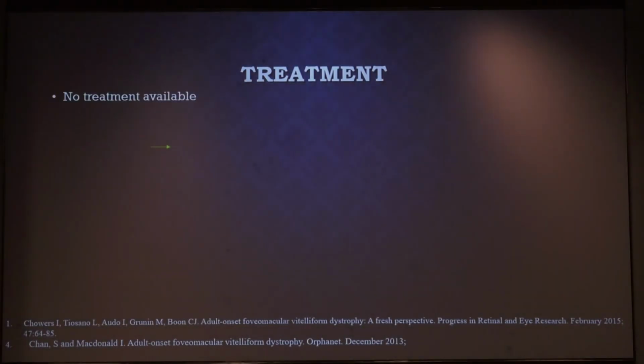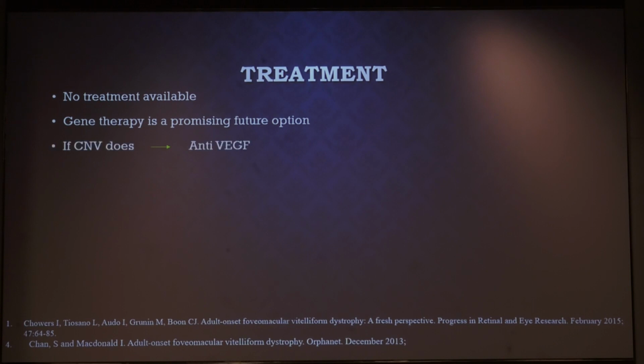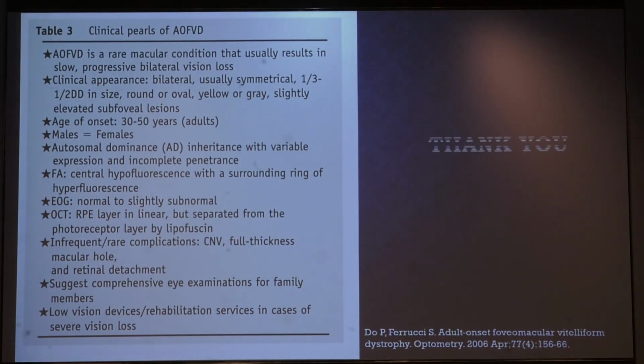Coming to the treatment, there is no usual treatment available. Gene therapy is a promising future option coming up. If CNVM develops as a complication, anti-VEGFs can be given. So, just to summarize, AOFVD is a rare macular condition that usually results in slow progressive bilateral vision loss.